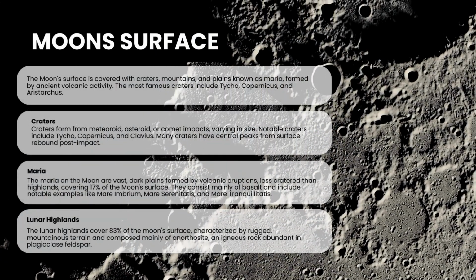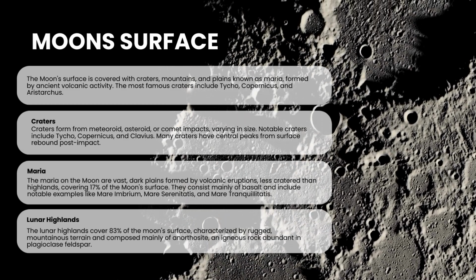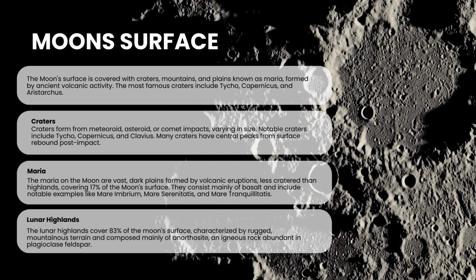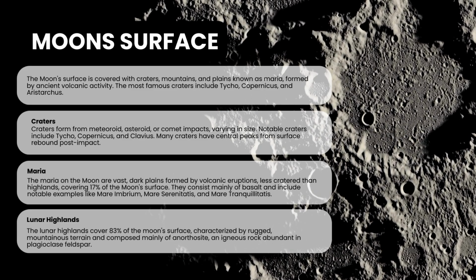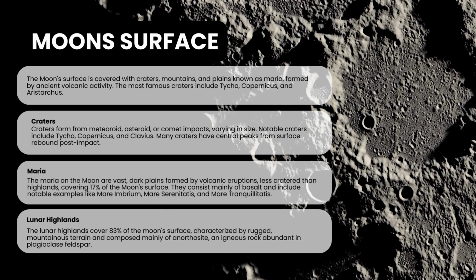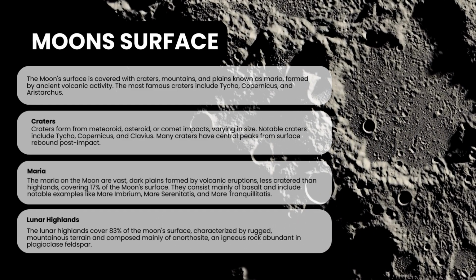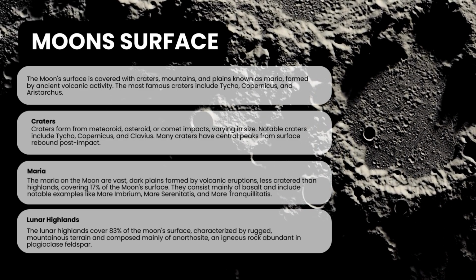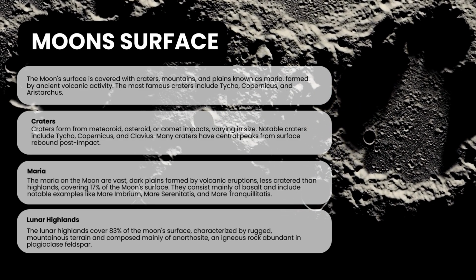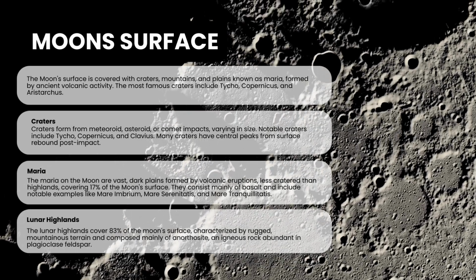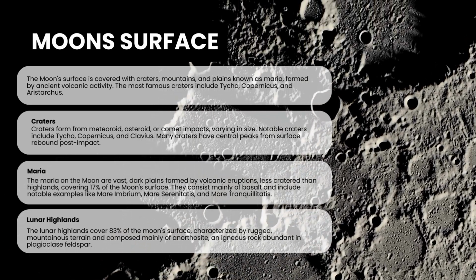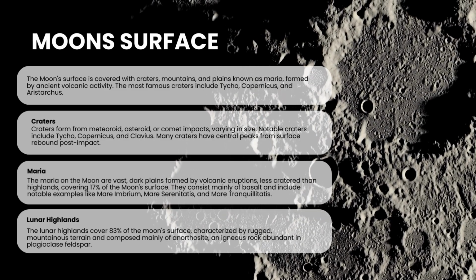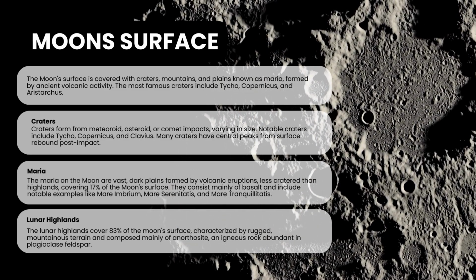The Moon's surface is covered with craters, mountains, and plains known as maria, formed by ancient volcanic activity. The most famous craters include Tycho, Copernicus, and Aristarchus. Craters. Craters form from meteoroid, asteroid, or comet impacts, varying in size. Notable craters include Tycho, Copernicus, and Clavius. Many craters have central peaks from surface rebound post-impact.